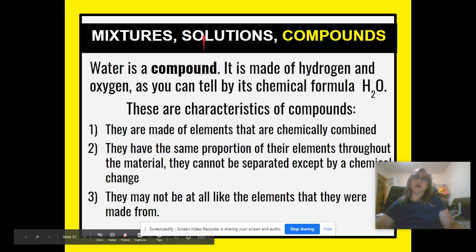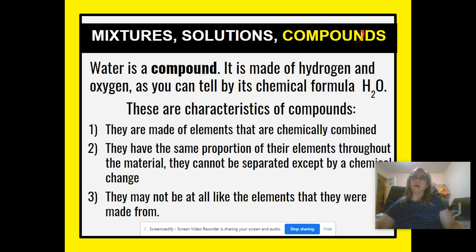Now, on the idea of compounds, think of the chemical formula. Water is a compound. It is made up of hydrogen and oxygen. And you are familiar with the chemical formula, H2O. Remember, this is the subscript. It tells us the number of atoms. So in the formula for water, H2O, that means we have two atoms of hydrogen, and there is an understood one subscript here, so one atom of oxygen.